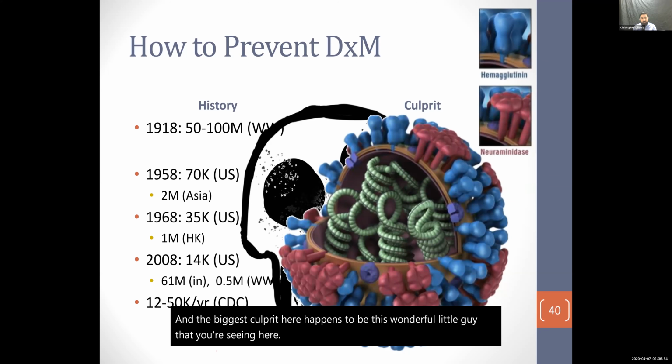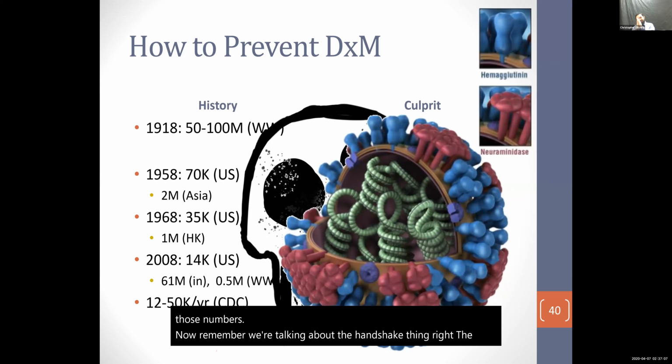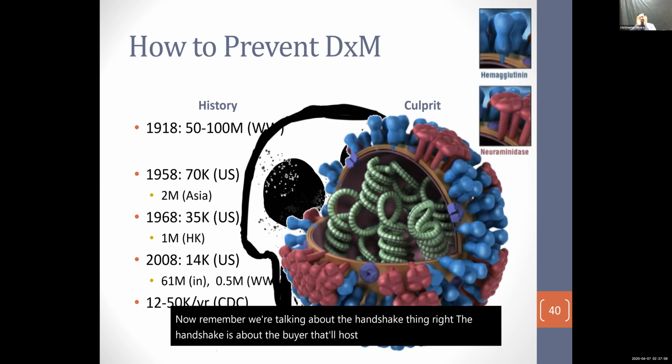And no doubt you've heard the terms H1N1 or some variation of those numbers. Now, remember when we were talking about the handshake thing? The handshake is about the viral host, in this case the virus and the host, interacting, shaking hands in terms of their proteins. Well, in this case, these so-called flu viruses have two main proteins outside of them. One of them is called the hemagglutinin protein, which is the little pretty blue one that you're seeing in there. And then the other one is called the neuraminidase protein that you're seeing in pretty red, okay?